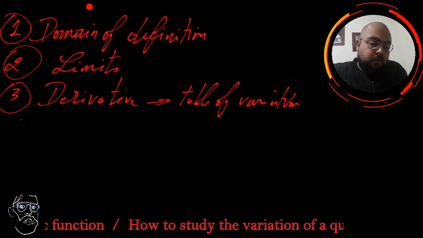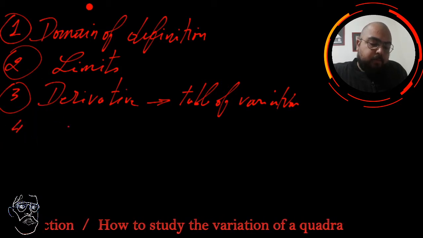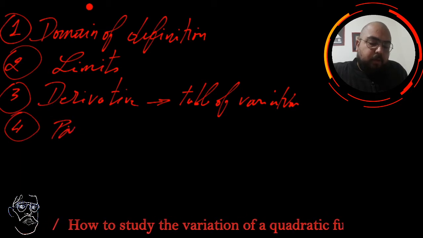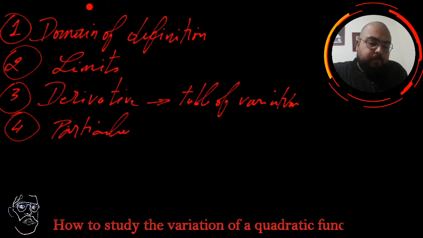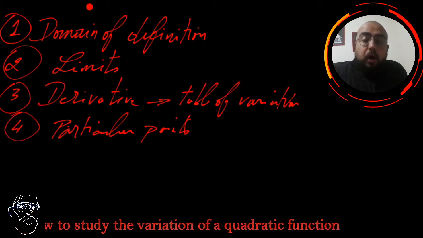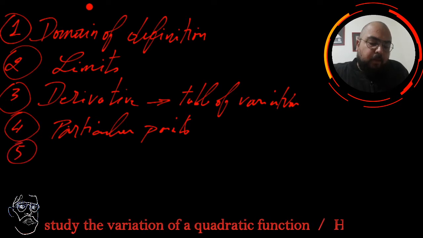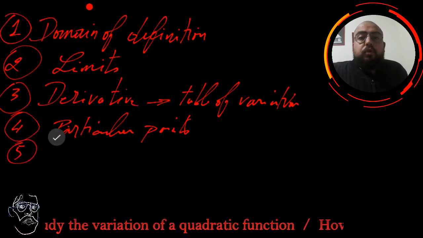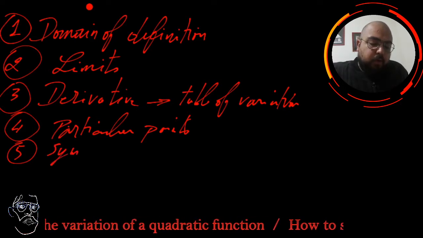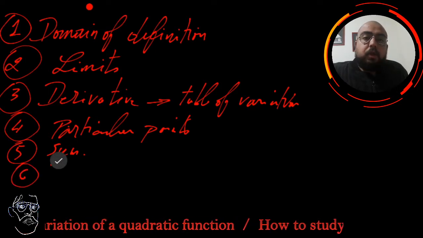Fourth point, you can choose some particular points. So the fourth step is to choose some particular points which are going to help you to draw your curve. Fifth step is to study any symmetry if you have. Of course, we're going to talk about the symmetry. And sixth step is to draw the curve.